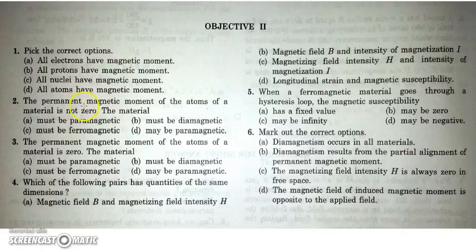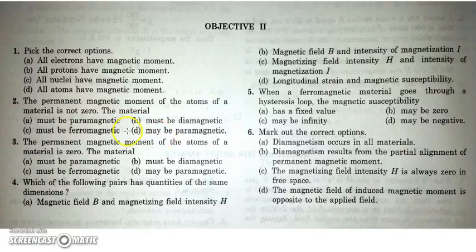Again, the permanent magnetic moment of the atom of a material is not zero. So the material can be paramagnetic or a ferromagnetic. Okay, it can be para or ferro. It should not be diamagnetic. So the only correct option is D.